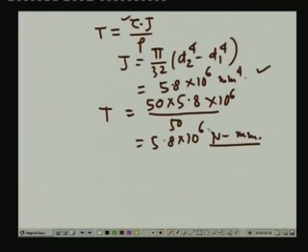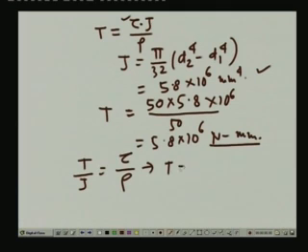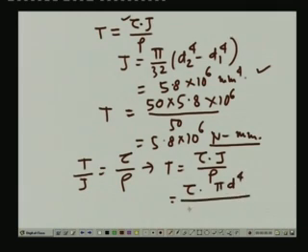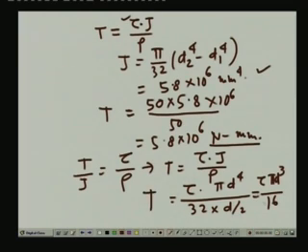Now, corresponding to the twisting moment, we will have to find out the diameter. Again, from T by J is equal to tau by rho, T is equal to tau times J by rho. So, J is pi d to the power 4 by 32 and rho is d by 2. So, this gives us pi d cube by 16. So, T is equal to tau pi d cube divided by 16. So, this is the value of T in terms of the stress.